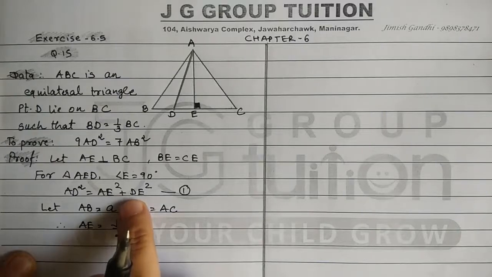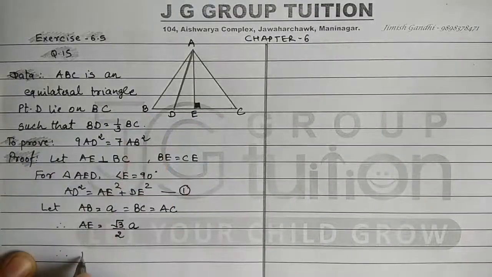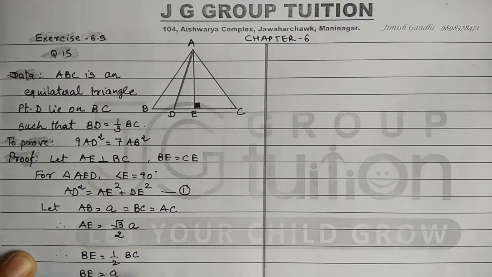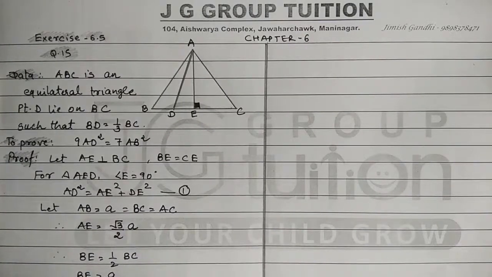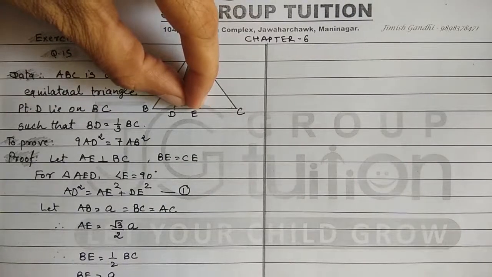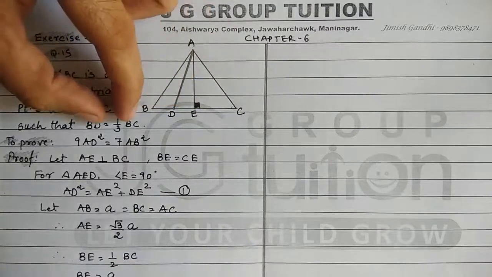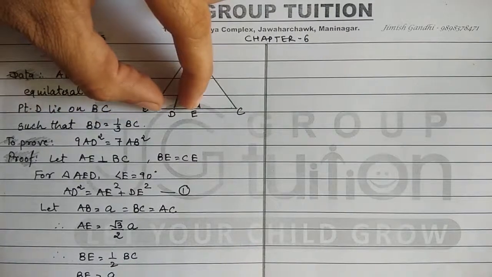Now we require DE. So for DE first we will obtain BE. As it is given, the length of BE is half of BC, but BC is equal to a. So BE is also obtained as a upon 2. So this is another value which we obtain. मगर मुझे DE चाहिए था, तो DE कैसे मिलेगा? We have the BD which is in terms of BC and we have BE.